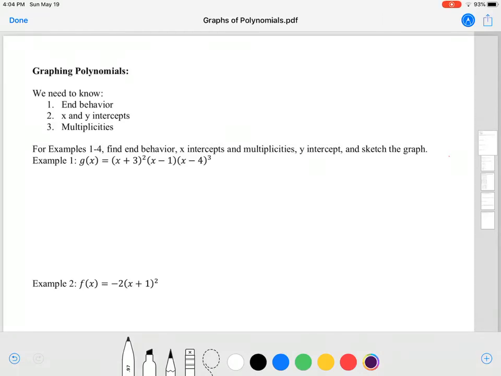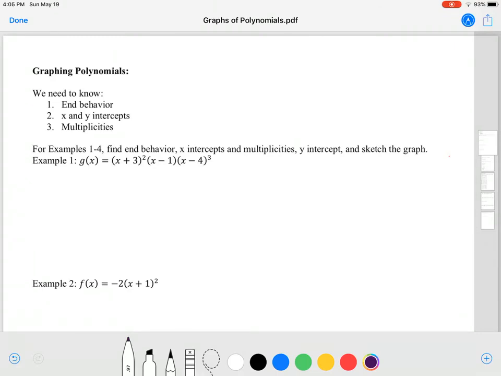So in this video, we're going to take some things that we learned in previous sections along with one new idea called multiplicity, and we're going to put those ideas together and learn how to sketch the graph of a polynomial. So the three things that we need to know in order to sketch the graph of a polynomial is the end behavior, and we already talked about that.